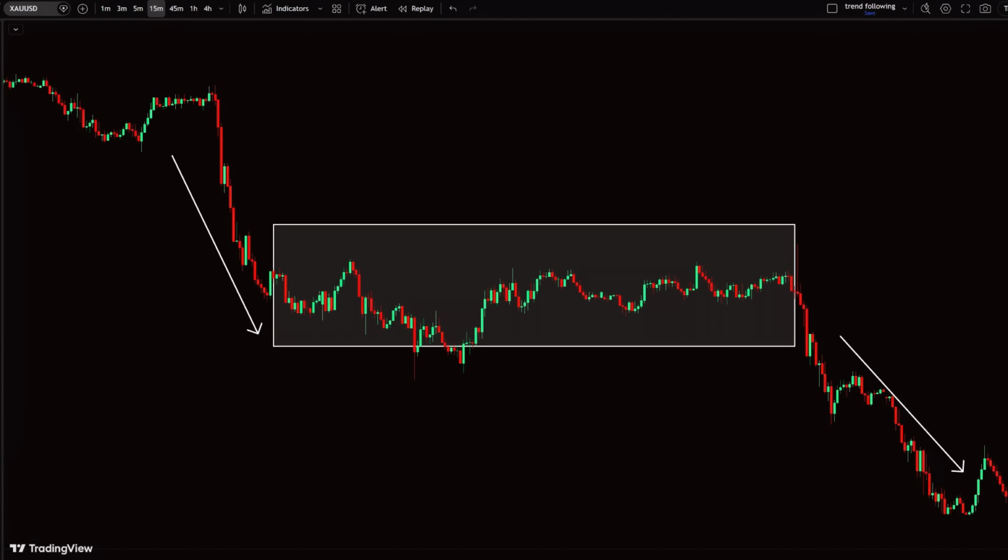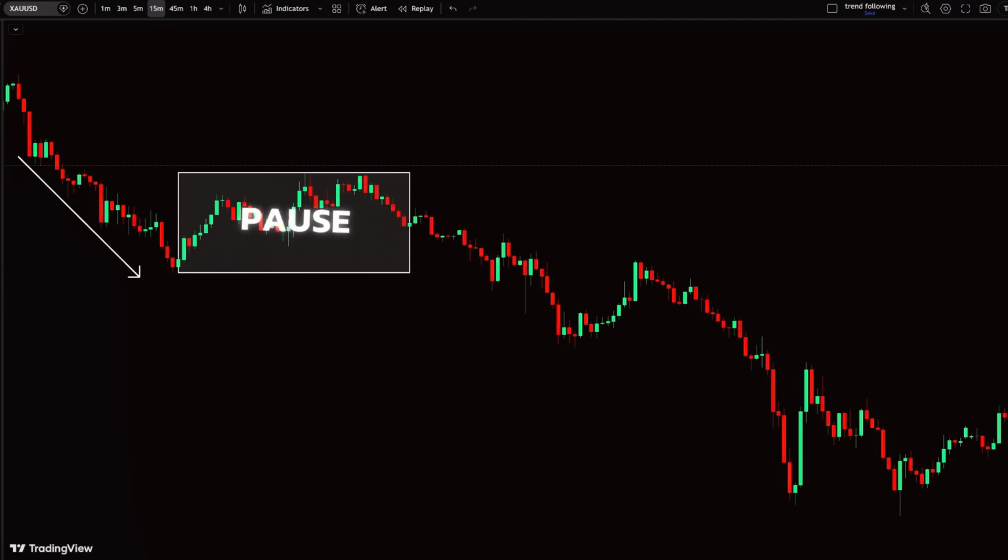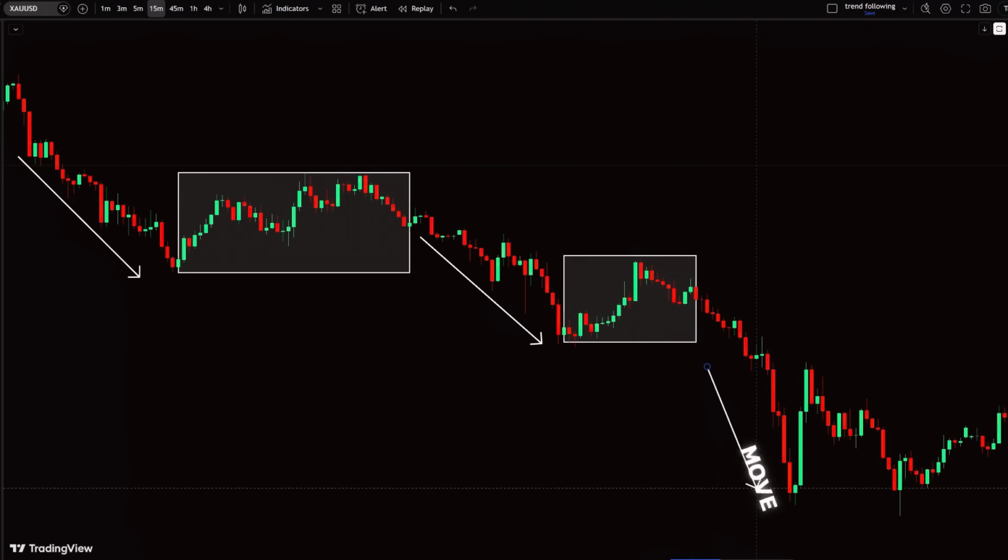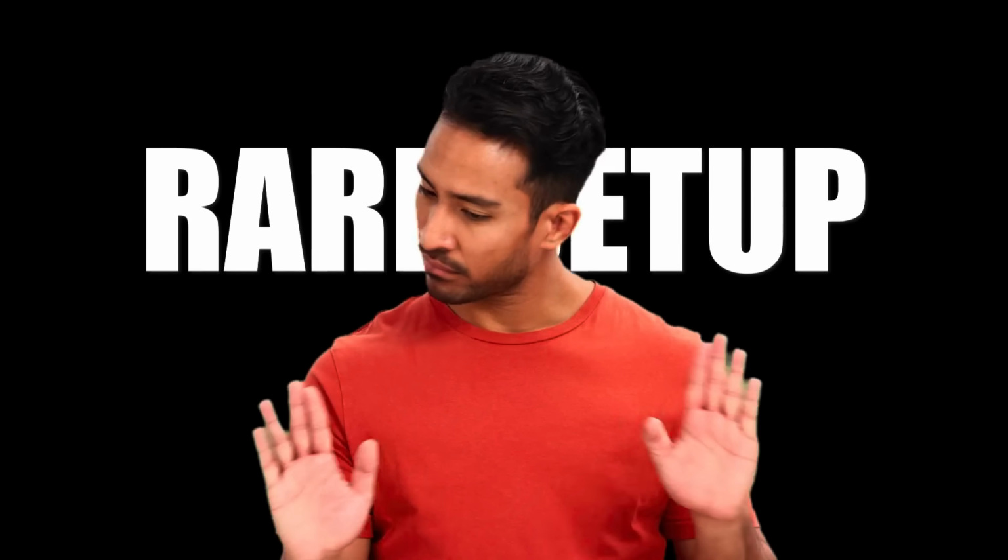And if you've been watching carefully, you'll probably stop paying attention to the candles themselves. Instead, you're watching the rhythm: move, pause, move again, trend, pullback, continuation, over and over and over again. This isn't a rare setup. It happens far more often than most traders realize.